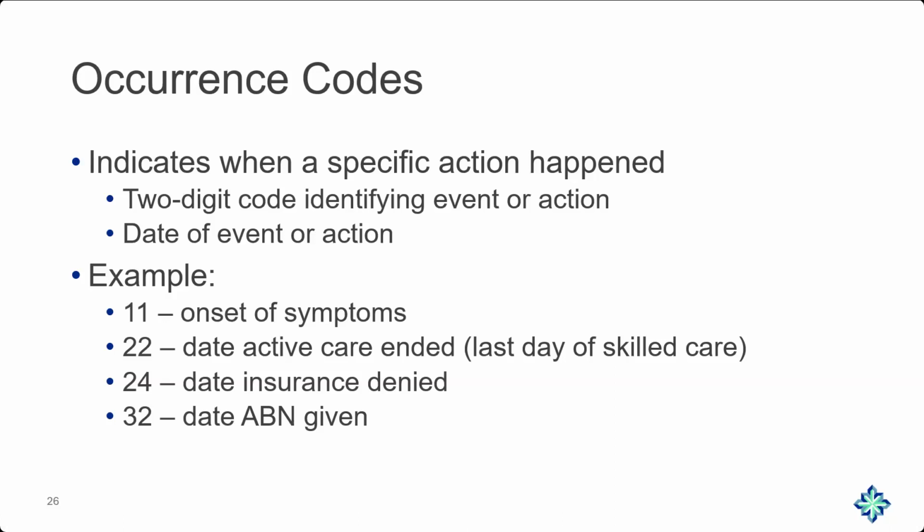Another one that you might see or use often is a 22, which is the date that active care ended. So this signifies the patient's last day of skilled care. Very, very important in the skilled nursing facility realm. I mentioned 24. That's the date the primary insurance denied, and a 32 is the date that the ABN was given to the patient, if that's applicable in your situation.